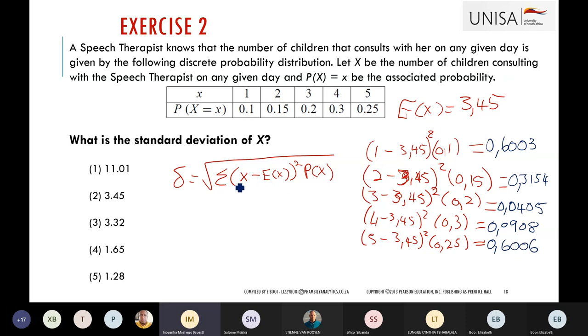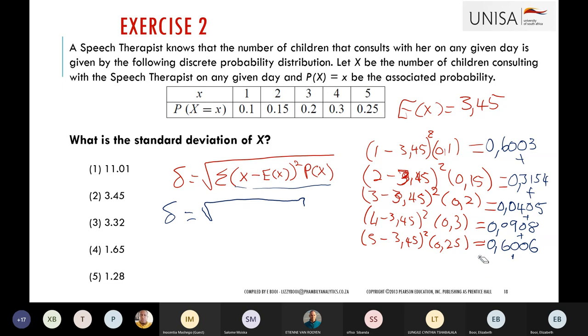0.6006. Okay, so what we've done is work out what is underneath the bracket, underneath the root. We have solved all these values, but we didn't do the summation yet. We just need to add all of them together. So if we add that, plus that, plus that, plus that, we will be doing the summation underneath the square root. So let's add all of them.